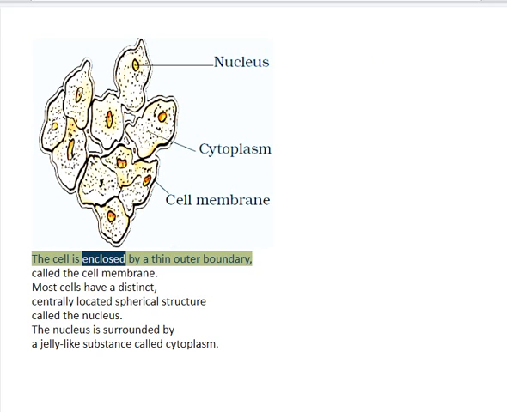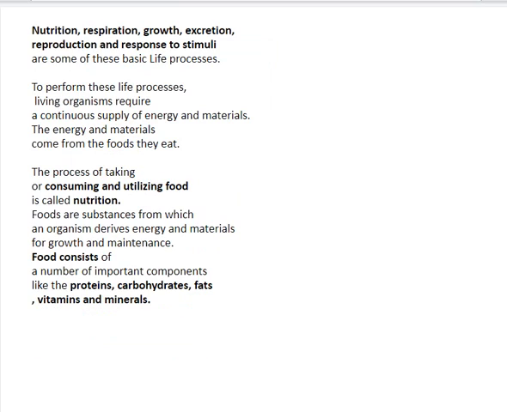The cell is enclosed by a thin outer boundary, called the cell membrane. Most cells have a distinct, centrally located spherical structure, called the nucleus. The nucleus is surrounded by a jelly-like substance called cytoplasm.